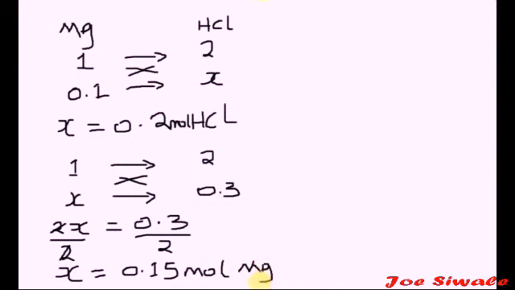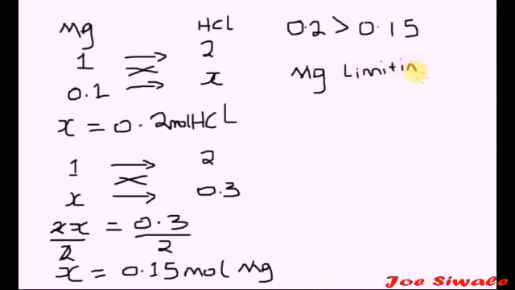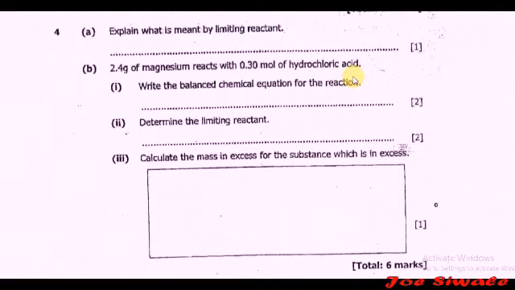of magnesium. So to compare these, 0.2 mole of hydrochloric acid and 0.15 mole of magnesium, we can say 0.2 mole is greater than 0.15 mole of magnesium. In this case, we can say magnesium is the limiting reactant. Question B, Roman numeral 3 reads, calculate the mass in excess for the substance which is in excess.